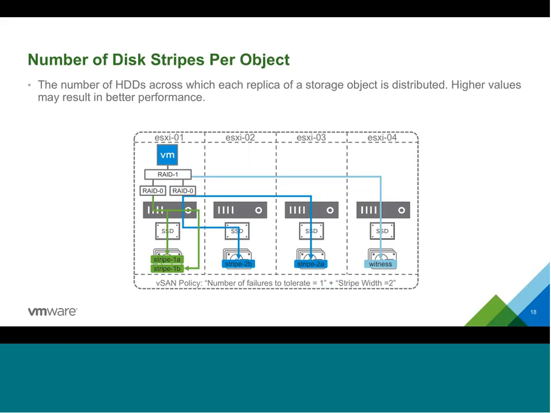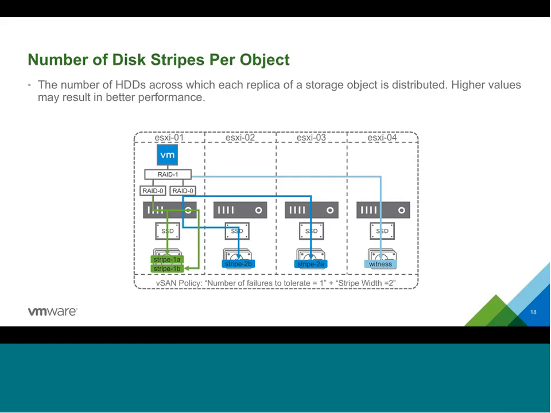Next concept is disk stripes per object. The number of HDDs across which each replica of a storage object is distributed. That is disk stripe, similar to the way we had RAID 0 when we used to just stripe the data. Similarly, we say disk stripes or stripe width. For example, here the disk stripe width equals 2 and the number of failures to tolerate equals 1. That is the example you can see on the screen.